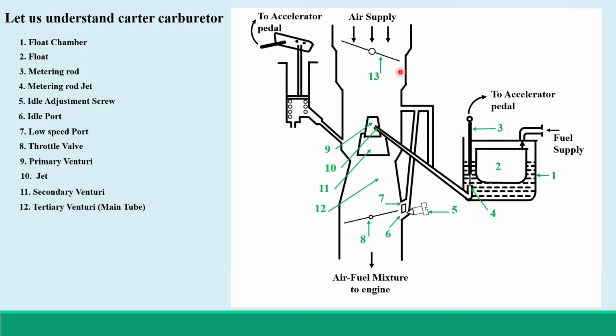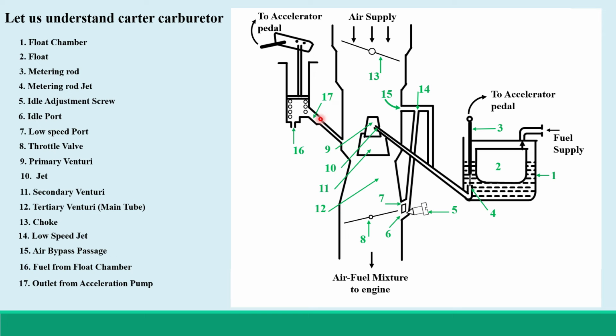This component is the choke, that is number 13. Then this portion, this small port is low speed jet. Then this passage from here is number 15, air bypass passage. Then 16th number here is fuel from float chamber to the accelerator pump. And 17th one is the outlet from acceleration pump. So these are the various components of Carter carburetor.